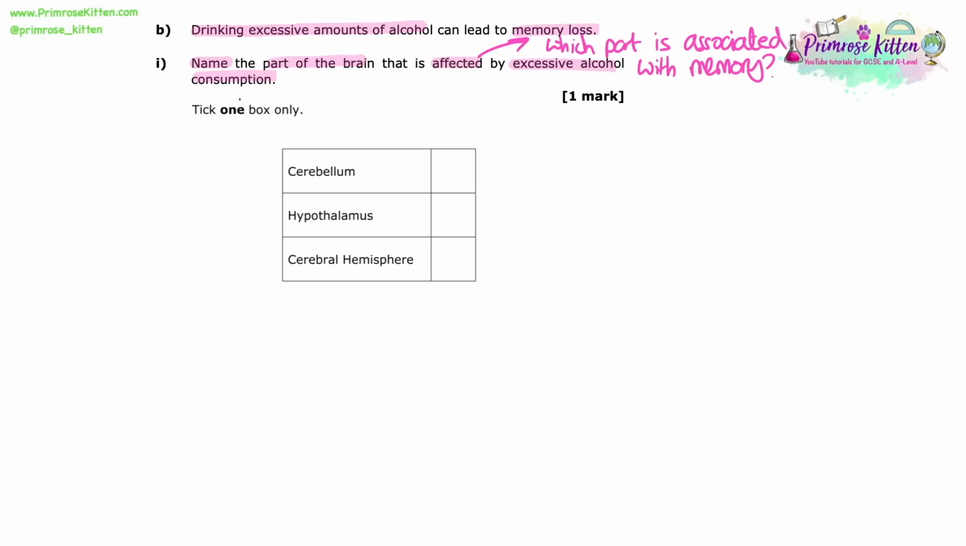So again, this is just something we have to know, and hopefully we know the functions of these. So the part that's associated with memory is the cerebral hemisphere. The cerebellum is to do with kind of like your automatic functions like breathing, and the hypothalamus is to do with controlling things like homeostasis, like temperature and stuff. So the cerebral hemisphere is the part that's associated with memory.